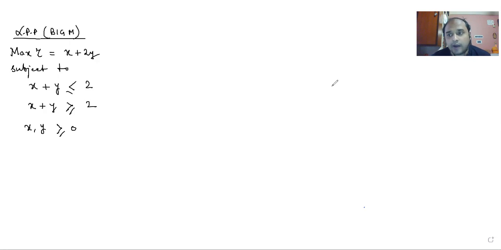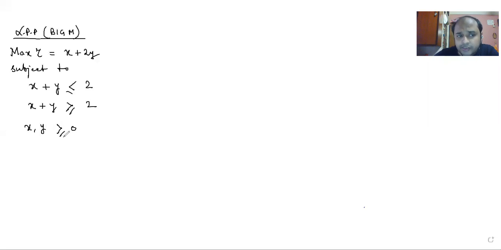the big M method. How do you identify that a particular problem will be solved by the big M method? If the problem contains a greater-than inequality, then it will be automatically understood that this problem will be solved by the big M method. Only less-than type of problems can be solved by the ordinary simplex method. But if a greater-than inequality is there, that will indicate the problem will be solved by the big M method. Any guess for the solution of this particular problem?